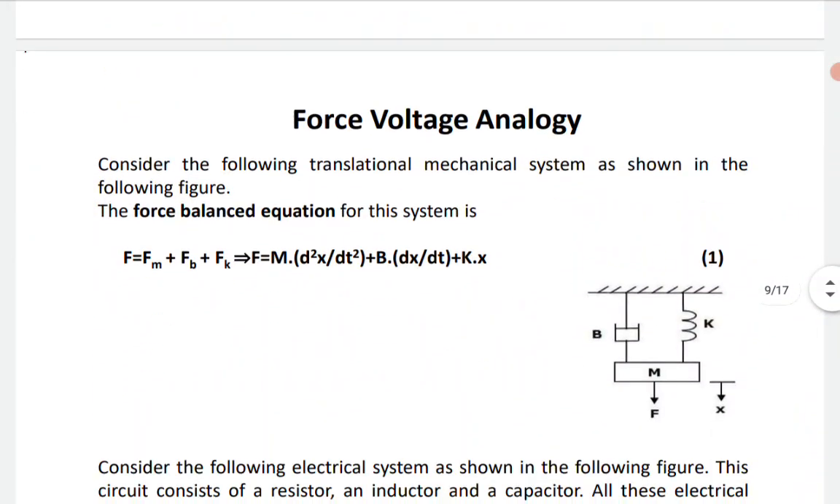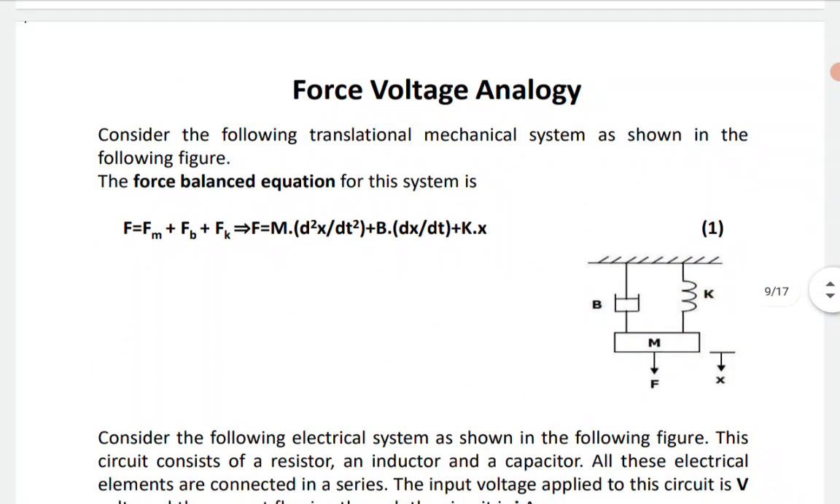Here, force voltage analogy. On the right hand side, the diagram is for the mechanical system. Here the mass is highlighted, denoted by M, B is the damper or dashpot, K is the spring constant, and F is the exerted force, and correspondingly small x is the respective displacement of the mass, that is the mass spring damper system. So that system, the translational mechanical system, is highlighted in the given figure.